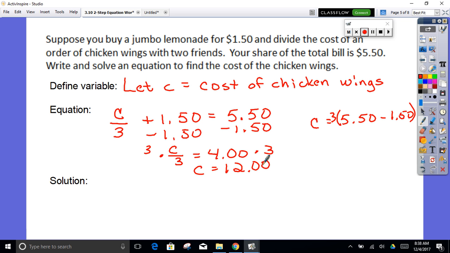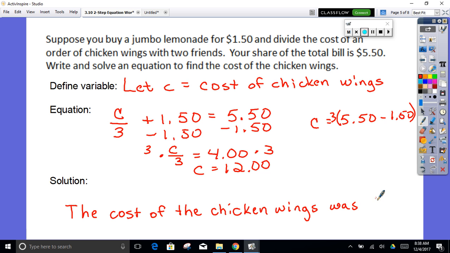Okay, how about I finish that off in a sentence? Zoe? The cost of chicken is $12. Okay, the cost of the chicken wings was $12.